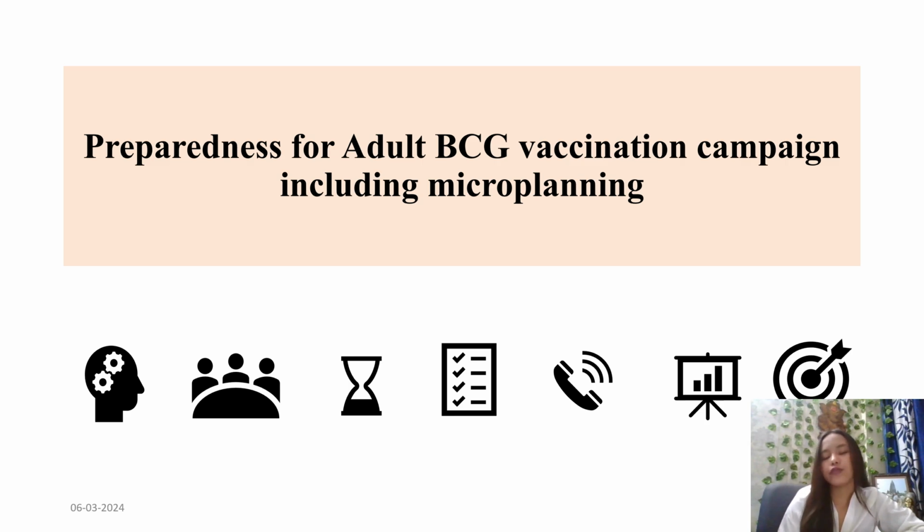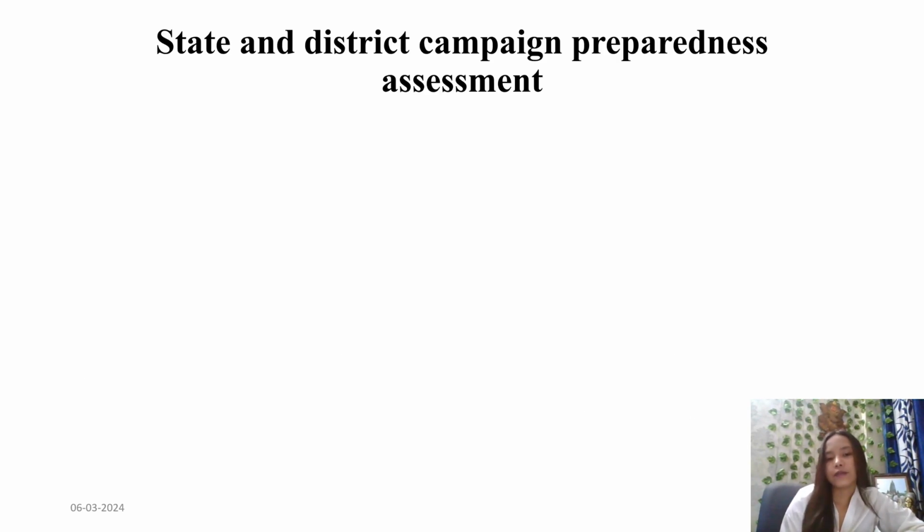So we will see how the preparedness for this adult BCG vaccination campaign will be done and how the microplanning will be done. First we have the state and district campaign preparedness assessment checklist. This checklist helps us to identify and assess the strengths and weaknesses at the state, district and block level to take corrective actions for the effective and successful implementation of this adult BCG vaccination in a campaign mode.